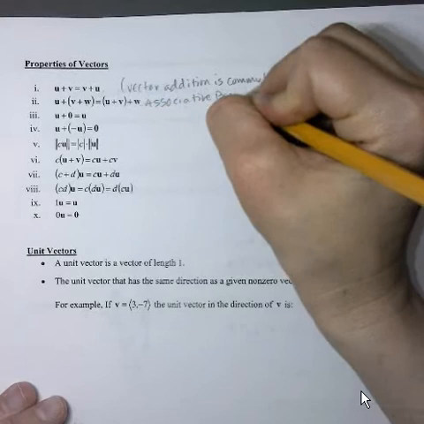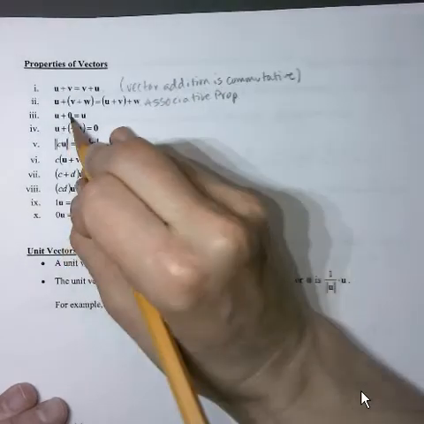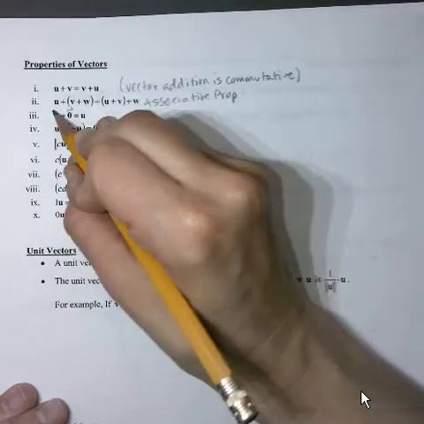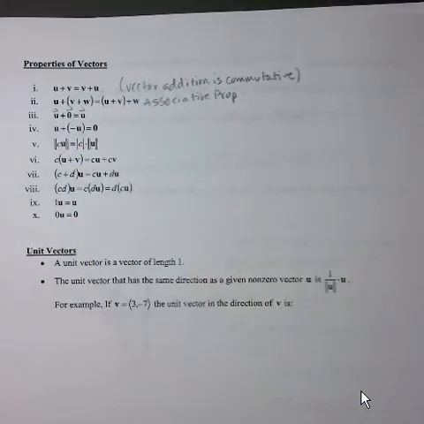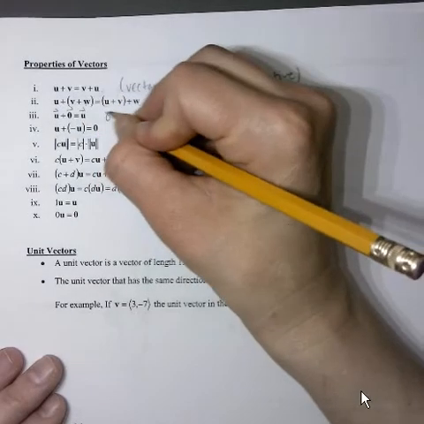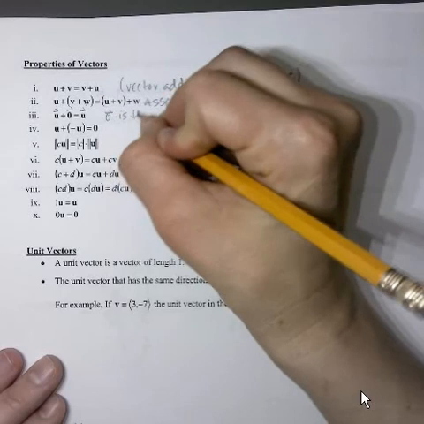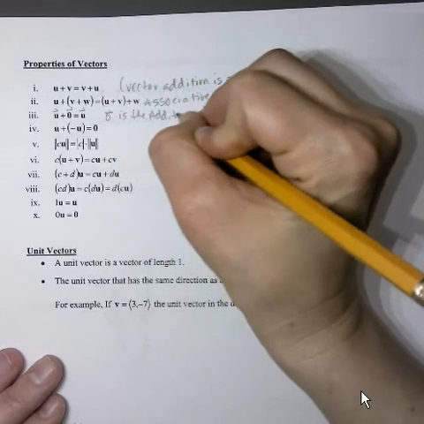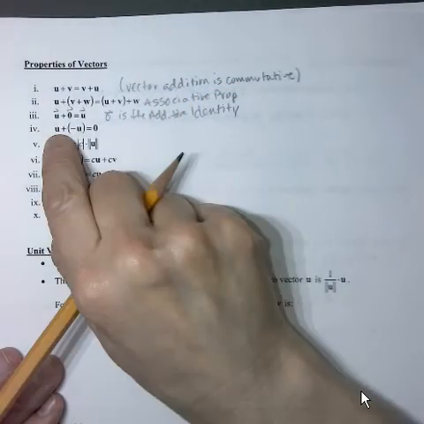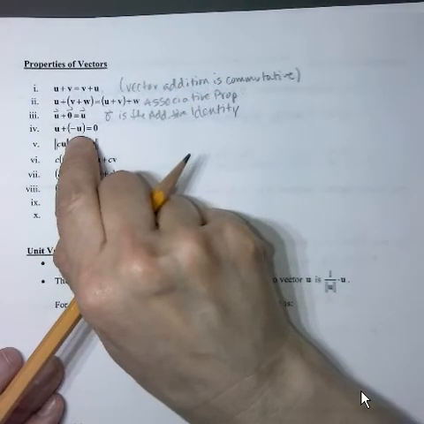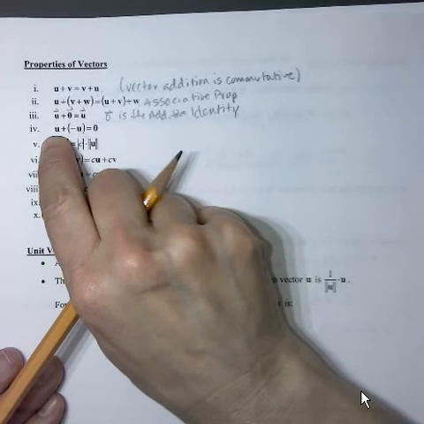This here, because this is bold, this is a zero vector. So you can't add a vector to a scalar. When you're adding, you have to be adding vectors because there's two components. So the zero vector is the additive identity. That's what this one is saying. This one is saying that negative u is the additive inverse of vector u. So this is additive inverses.